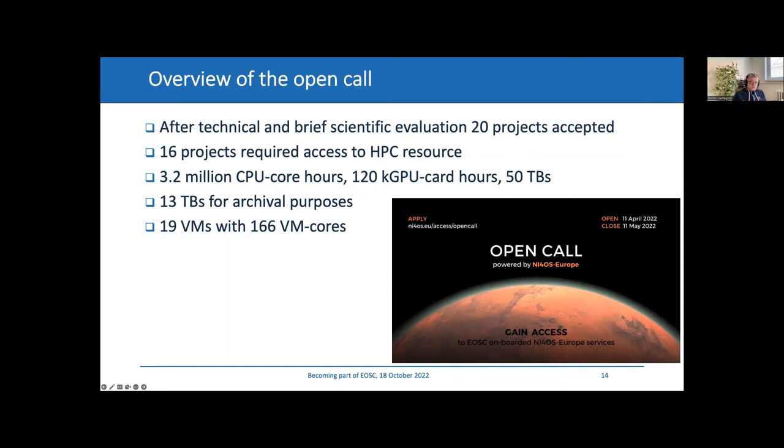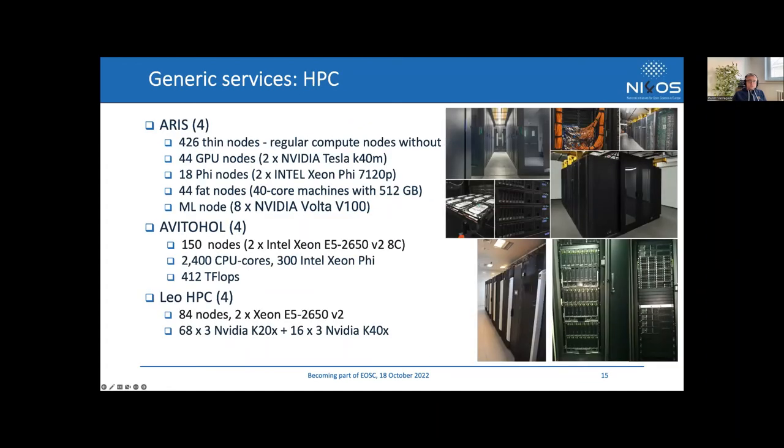It is interesting that all projects required some kind of generic services. 16 of them needed high performance computing. Also, 5 of them demanded access to cloud infrastructure, and many of them a simple storage service or other generic services. Therefore, I will quickly present the services that were offered during the open call. I will start with high performance computing.